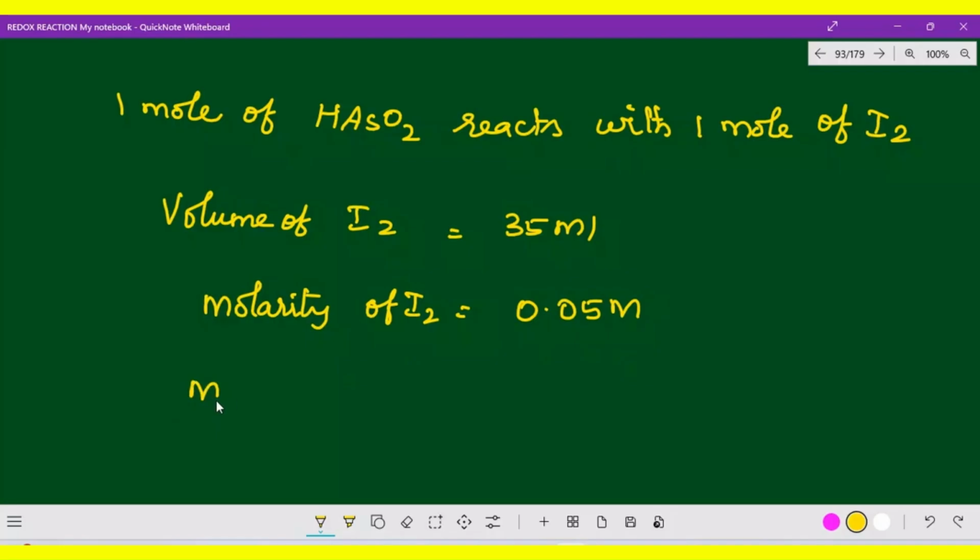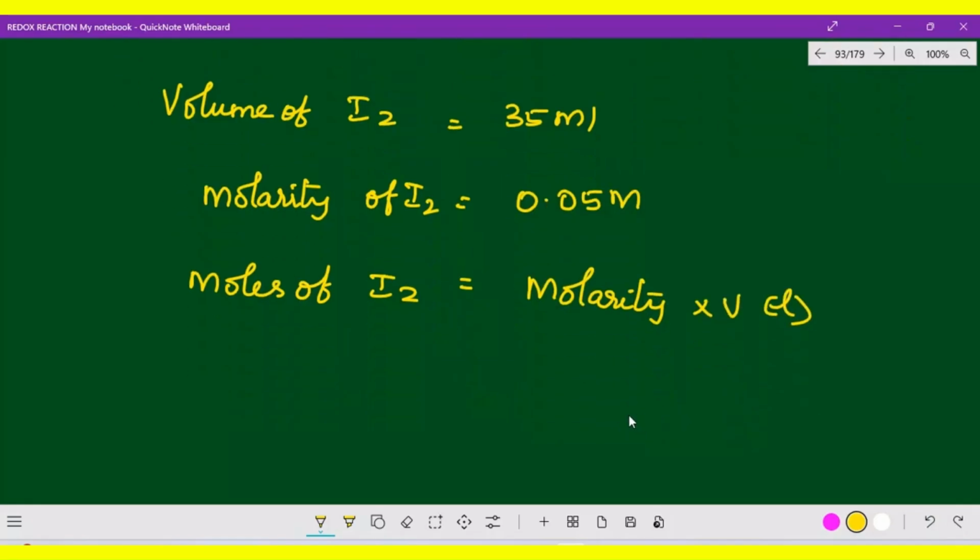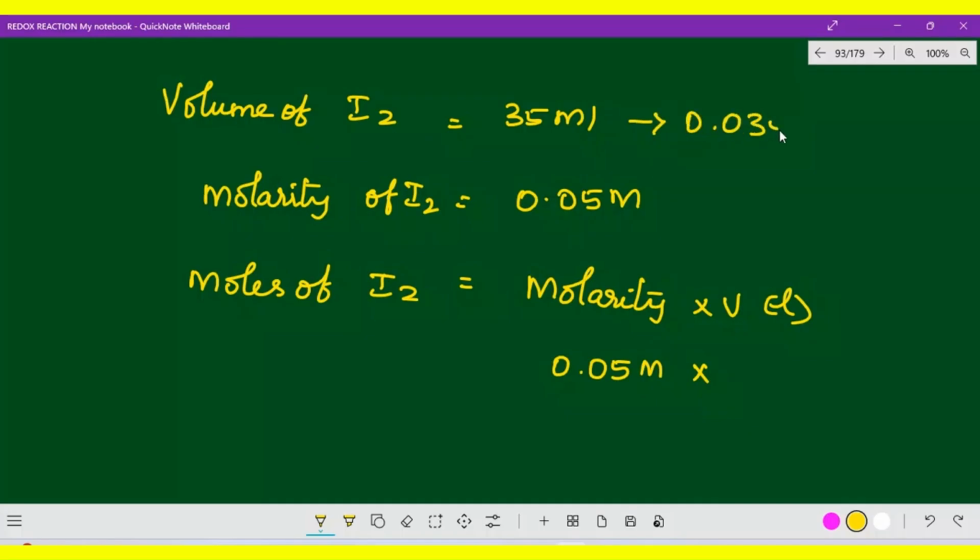Now moles of I2, how do we identify? Molarity into volume in liter. So you will get how much? Let us apply the value. Molarity 0.05 M into volume in liter. It is actually 35 ml, so 0.035 liter. We just convert into liter, right?